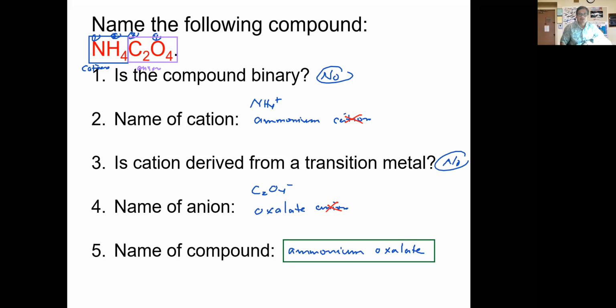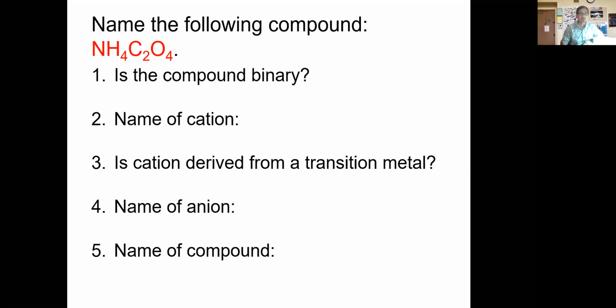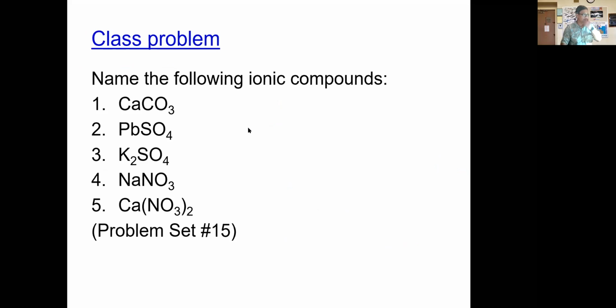So what I would like you to do now is practice this here. Let's take a look at number 15 in your problem set. I give you 5 problems here. I would like you to take about 3 minutes to go ahead and name these 5 non-binary compounds. Hopefully, even if I didn't tell you in the directions that these were ionic compounds, you should be able to recognize it. So name these 5 non-binary ionic compounds. Take about 3 minutes to get that done. Go ahead and get it done.